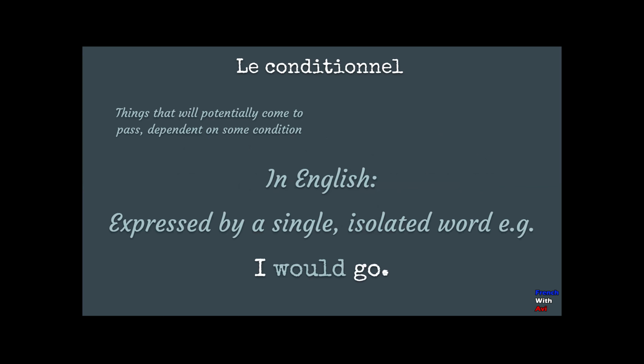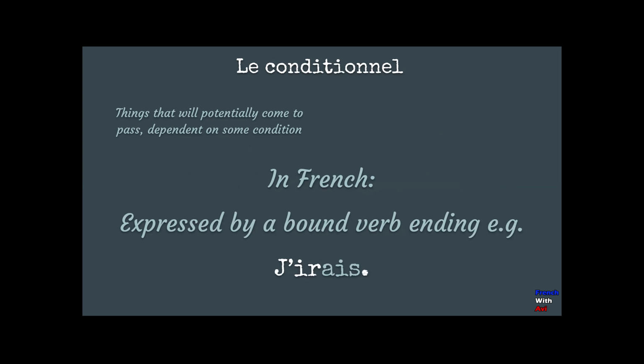In English, the conditional is expressed by a single isolated word. For example, I would go. All of the modal verbs in English behave this way. None of the modal verbs in French do. Instead, in French, they're expressed by a bound verb ending. For example, j'irais, A-I-S, c'est la terminaison du verbe irait, right, which tells us that this is a conditional verb.